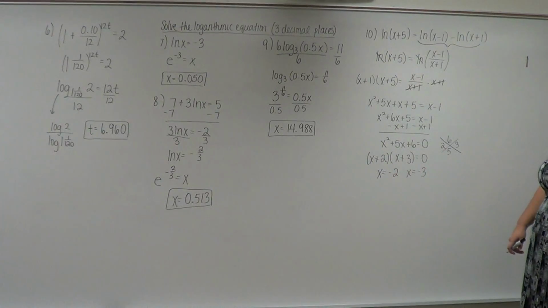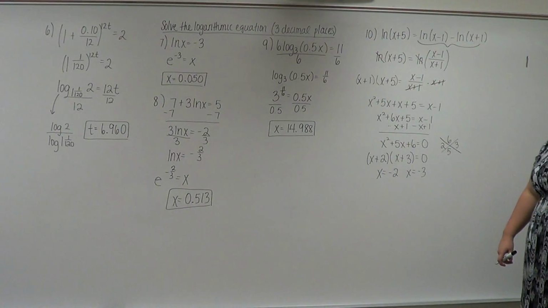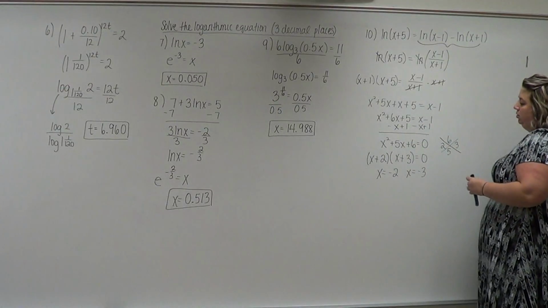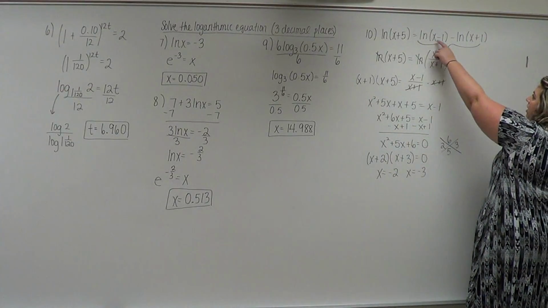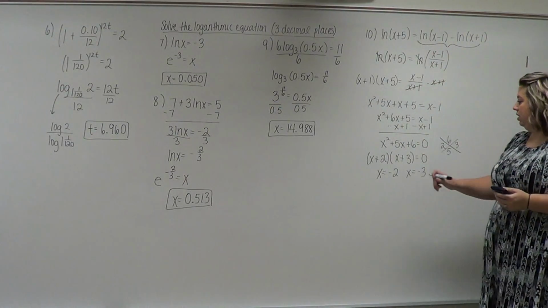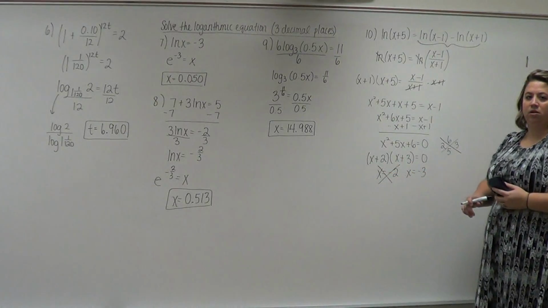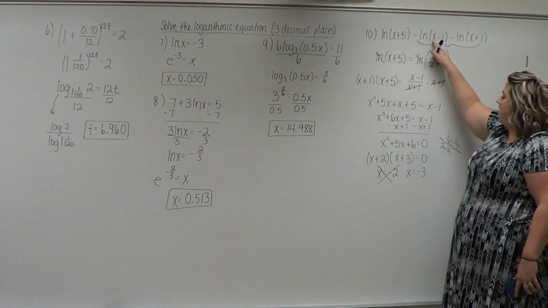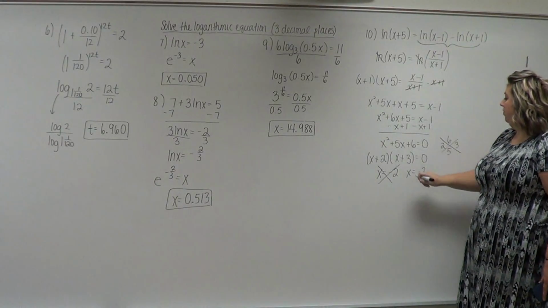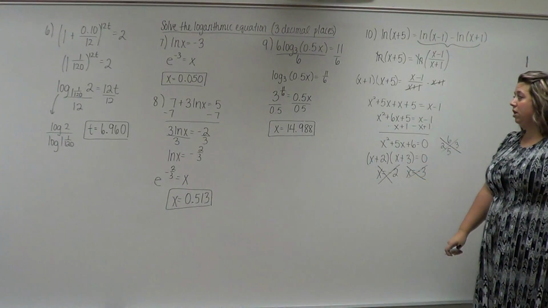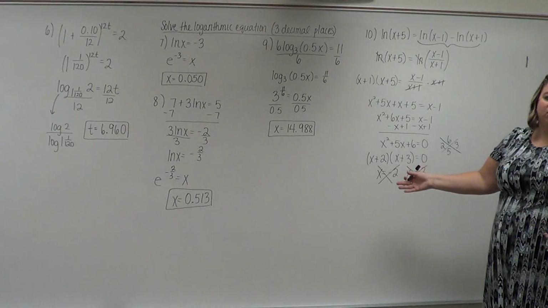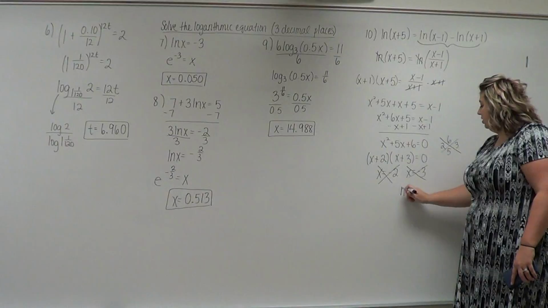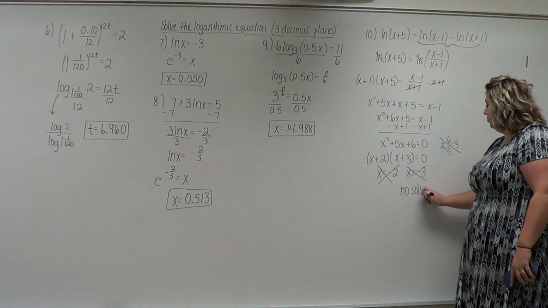Okay, I need to plug them in and make sure I'm not taking the log of a negative. So negative 2 plus 5 is 3, that's okay. But negative 2 minus 1 is negative 3, so that's not going to work. Negative 3 plus 5 is 2, that's okay. But negative 3 minus 1 is negative 4, this isn't going to work. Most of the time you're not going to have both of them cancel, but if you did, this answer would be no solution.